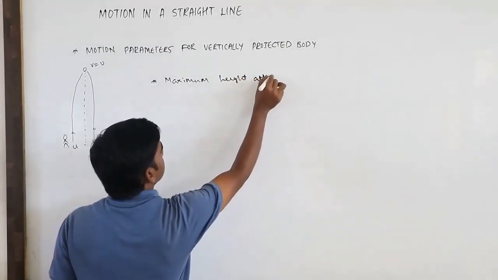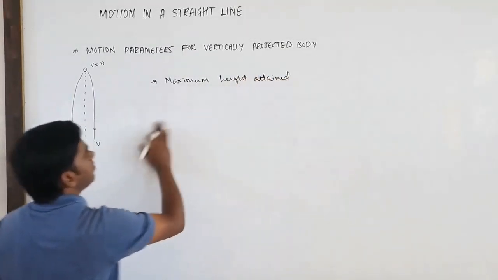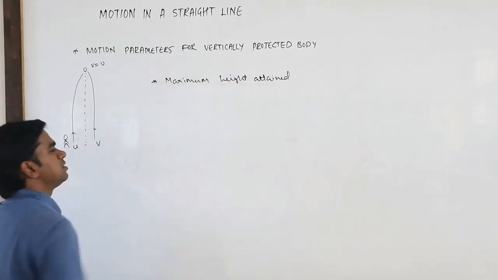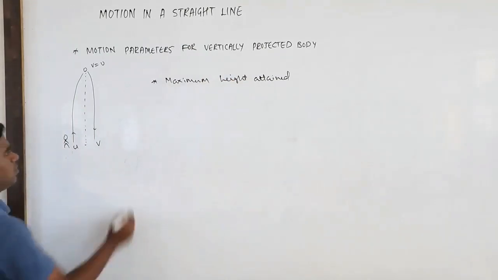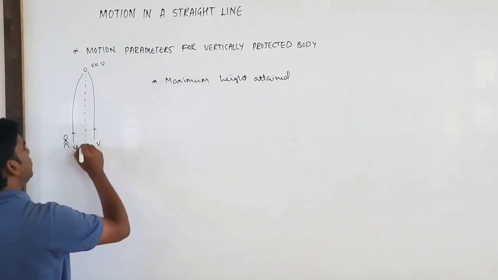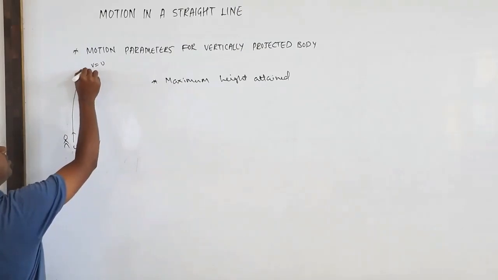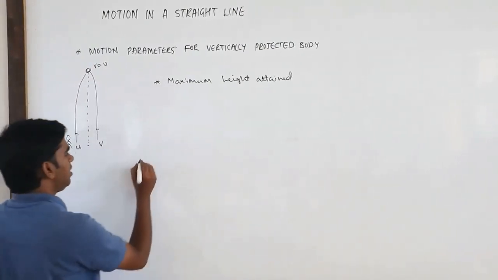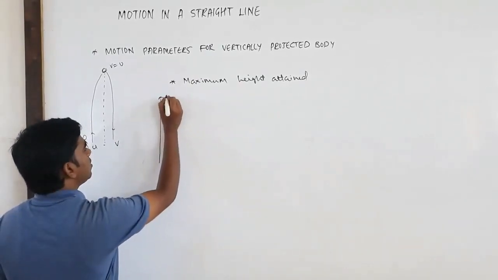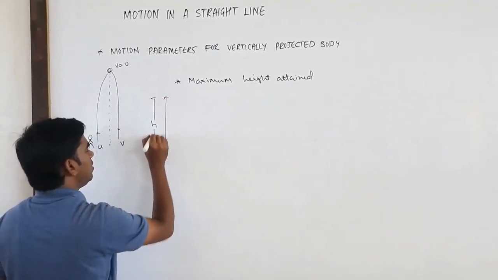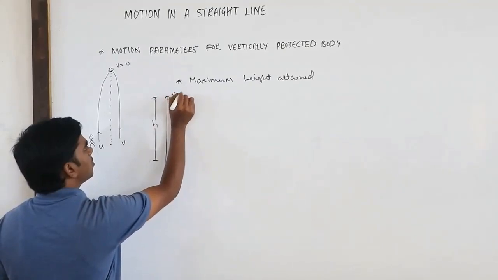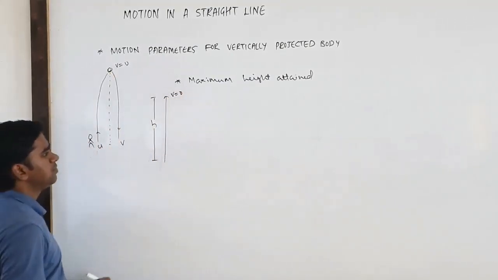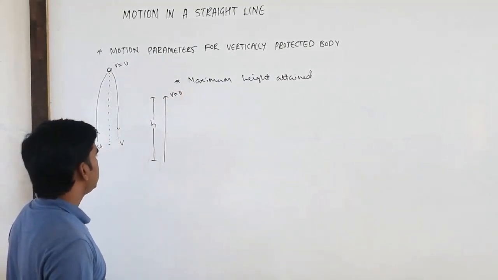Maximum height attained. Okay, so maximum height attained means what? Suppose you throw a body, it will reach with zero velocity. That is the maximum height. So if you throw it here, this is going to be the maximum height, where v is going to be 0.